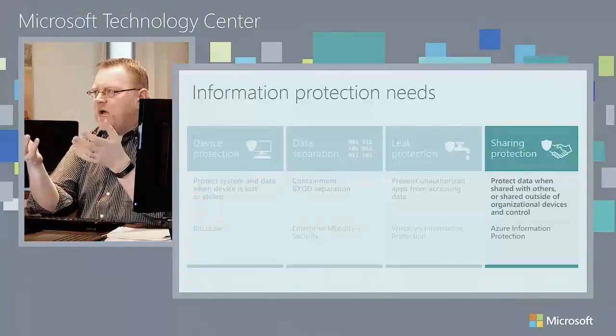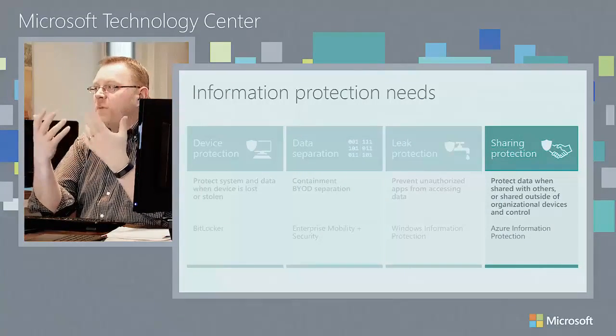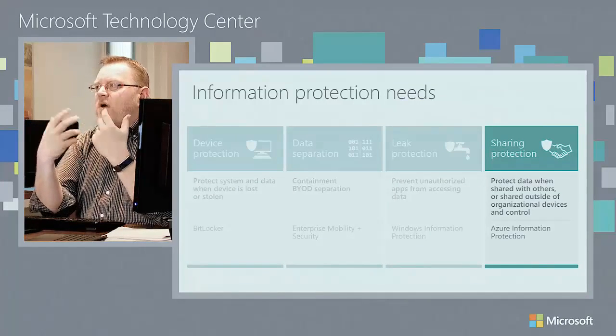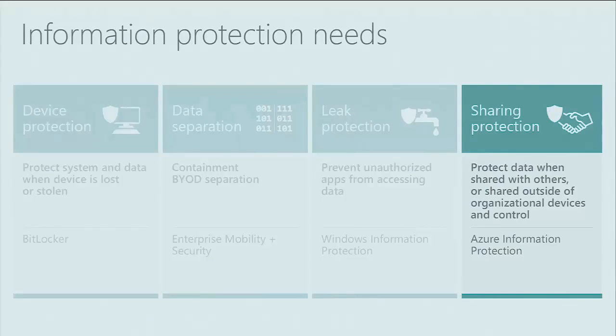Now, in that particular case, that's where we take advantage of information rights management, or Azure Information Protection. It allows us to protect data in place, share outside of the organization to organizational devices that, let's say, are out of our control, but maintain control across the data. And that's where we take that next step beyond. So that allows us to secure the data.